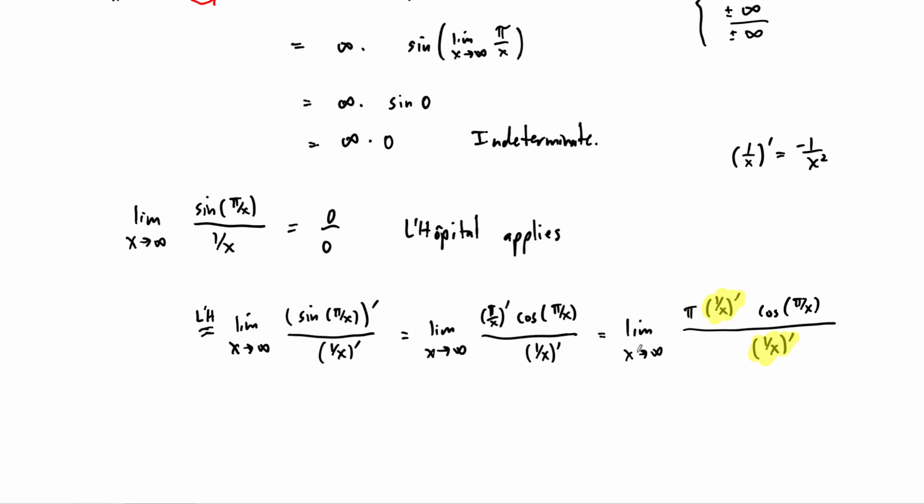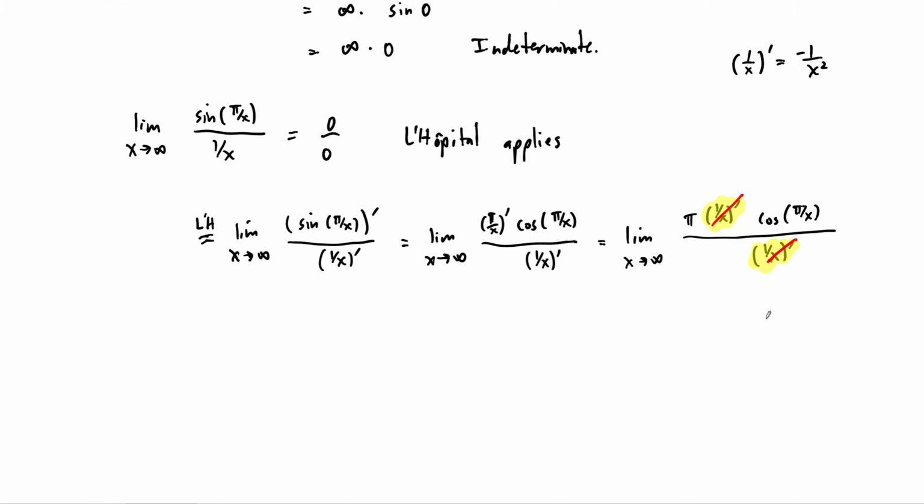But in a limit, we are allowed to cancel like terms always, right? So these two can be canceled out from our limit without even computing it. I mean, I computed it up here, but we don't need to, right? Just by very carefully applying the chain rule to the top and then noticing that we get out this term that's the same as the bottom. Our limit now becomes simply the limit as x approaches infinity of pi times cosine of pi over x.